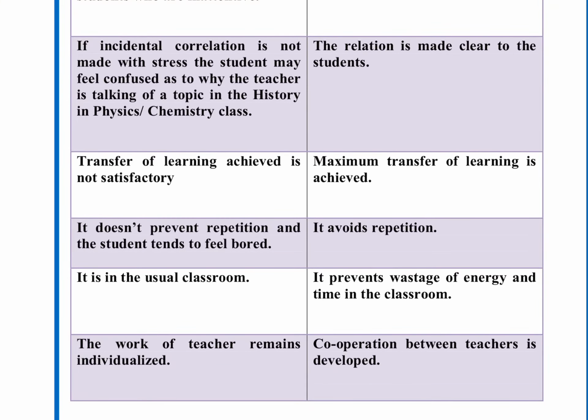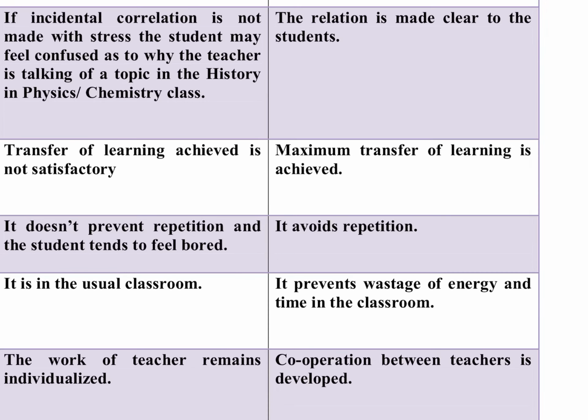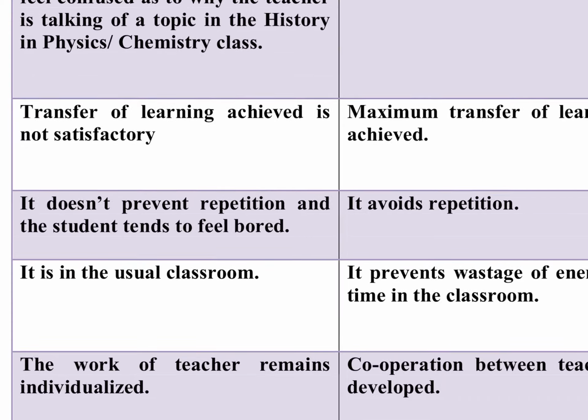And similarly, another one is transfer of learning. In incidental correlation, the transfer of learning achieved is not satisfactory. How much the learners have learned by practicing that incidental correlation may not be satisfactory. Whereas in the systematic correlation, the transfer of learning will be maximum. The learners will learn more.